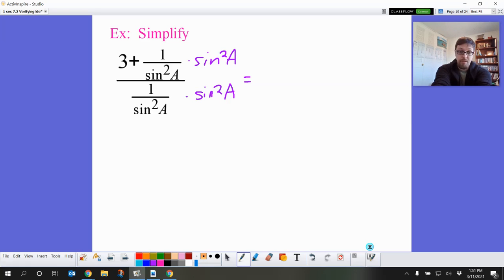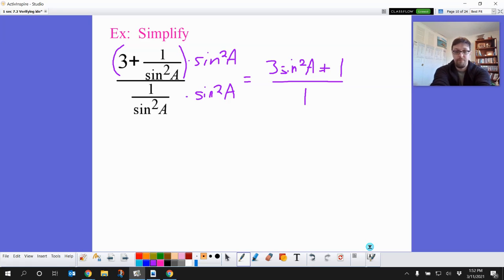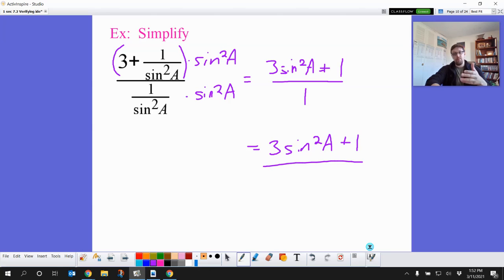So this equals, in the denominator, we've got 1 over sine squared A times sine squared A. That's just turning into a 1. So nothing major happening there. In the numerator, we've got to multiply this whole thing by sine squared A. So we get 3 sine squared A plus that thing divided by itself again. So that's just a 1. So this ends up just being 3 sine squared A plus 1. So that's another proof. We just proved that that big fractiony mess is the same as this thing right here. And I would rather do what's in purple there than that big fractiony mess on that other side.